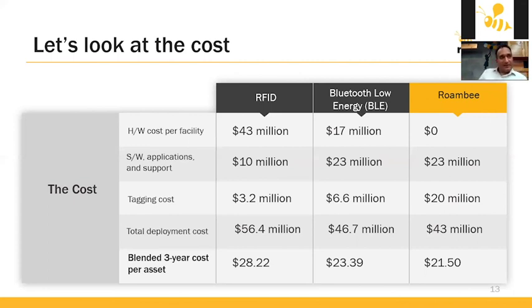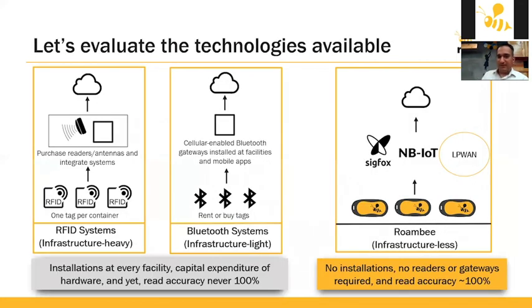The third part is, of course, the tagging cost, where obviously there is a little more you would probably need to spend in terms of tagging your assets with Roambee. Roambee has what we call a BeAware sensor, which is the size of a little RFID tag, but the battery life lasts years because it functions on low power wide area networks like NB-IoT and Sigfox.